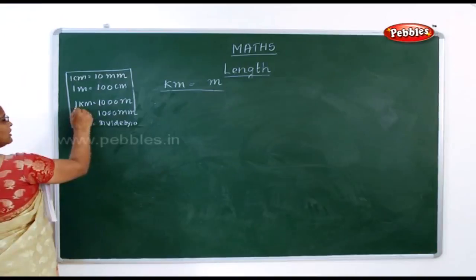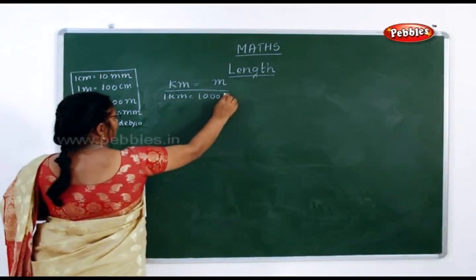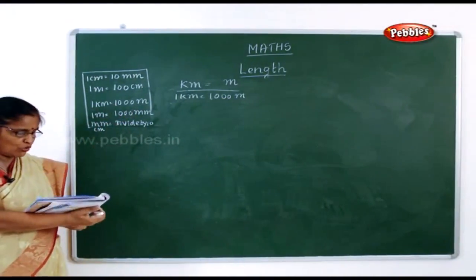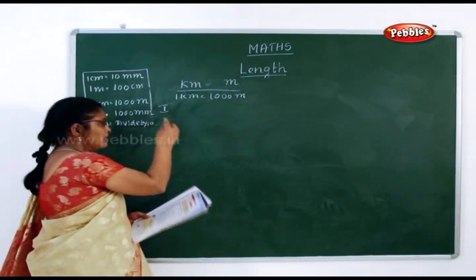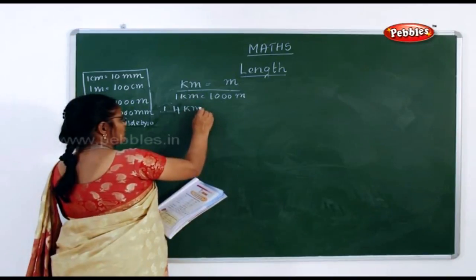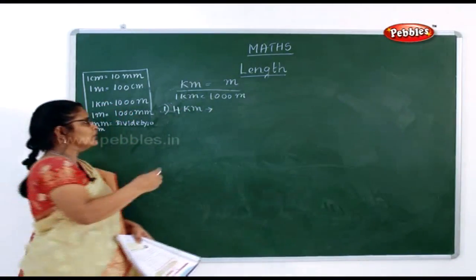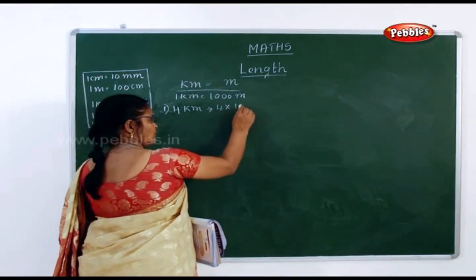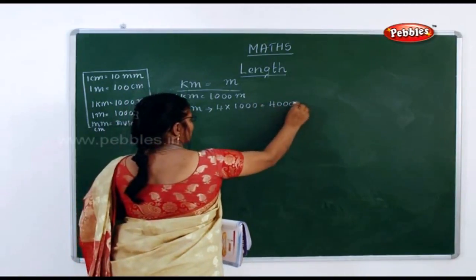Now what is the thing I have given? 1 kilometer is equal to 1000 meter. I think I told you this. Now the first sum is 4 kilometer. They have asked you to convert it into meter. Now how will you do it? Can anyone tell? Yes, very good. 4 into 1000. 4 into 1000 is how much? 4000 meter.